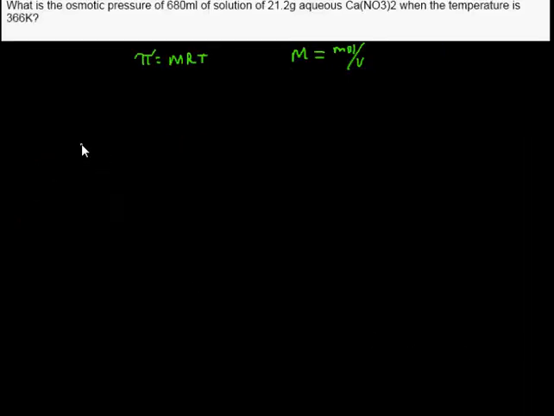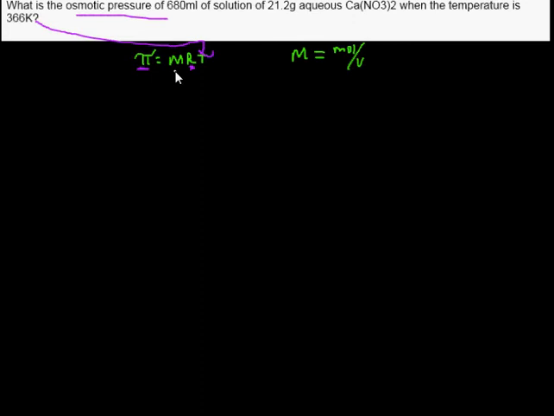Alright, so what is the osmotic pressure of 680 milliliters of solution of 21.2 grams aqueous calcium nitrate when the temperature is 366 kelvins? So we're looking for the osmotic pressure. We don't know the molarity. Obviously this is a constant, so why even bother? This is the temperature over here.